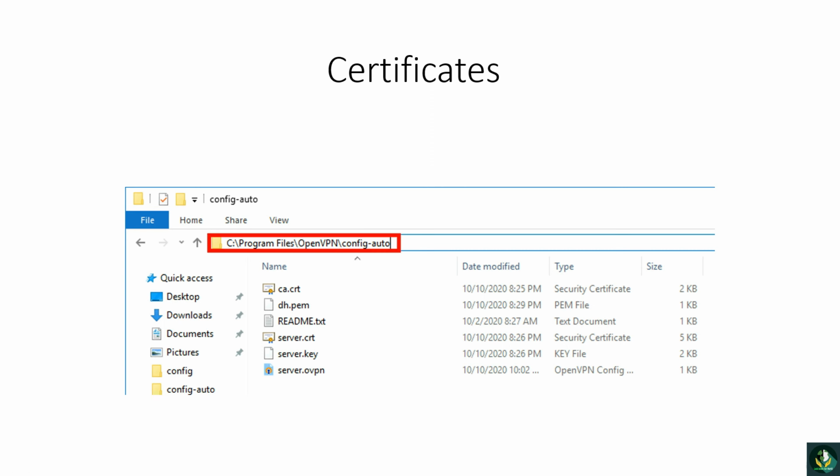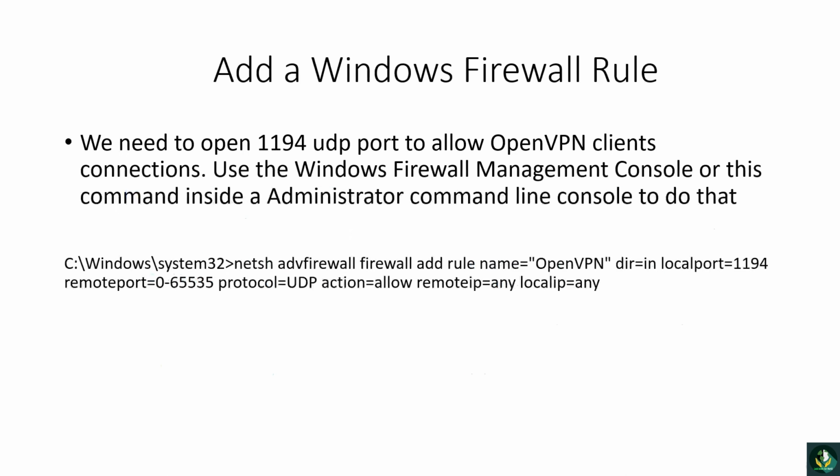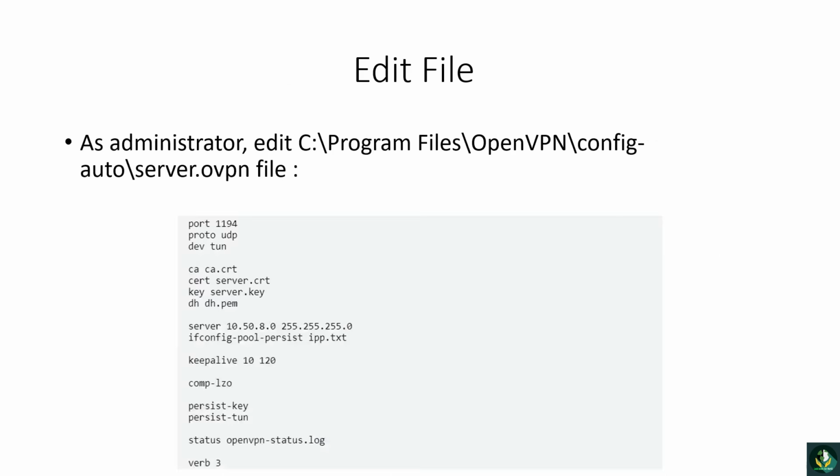And then we need to add a Windows firewall rule. So we need to open the 1194 UDP port on our machine to allow OpenVPN client connections. Use the Windows firewall management console, or just use this command inside an administrator command line. We will do all of those. After running this command, it will open up a server.openvpn file.